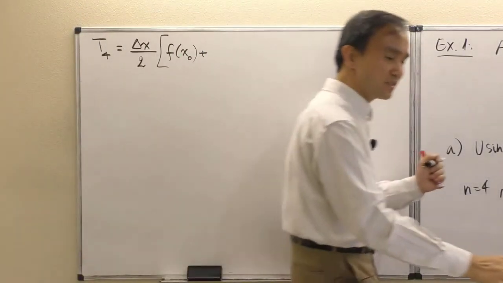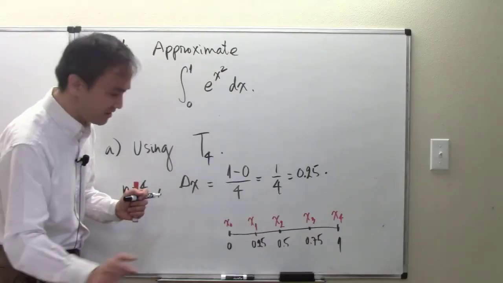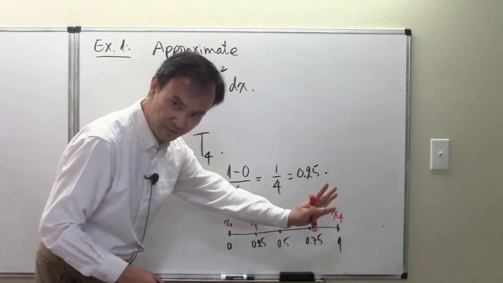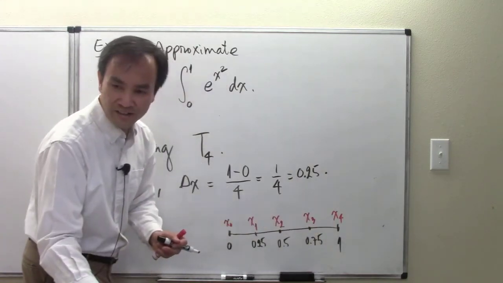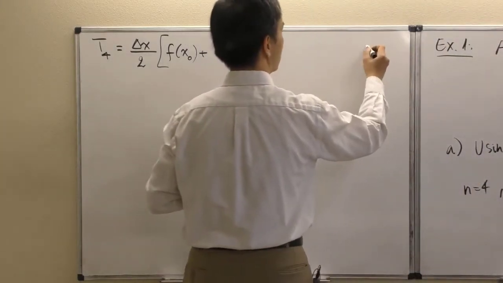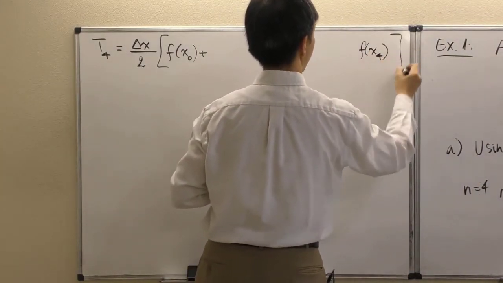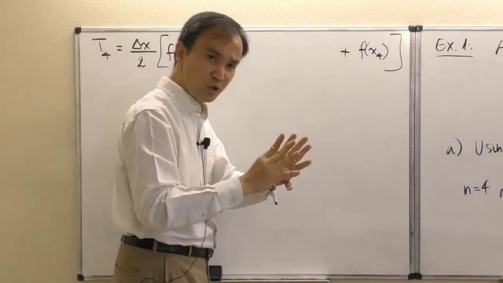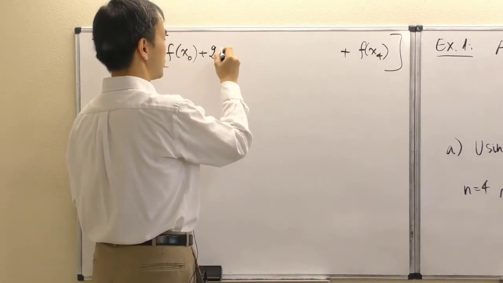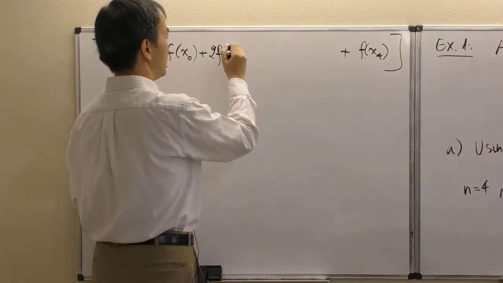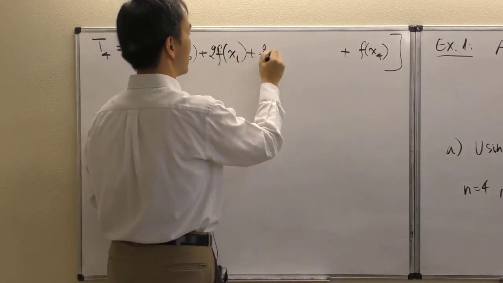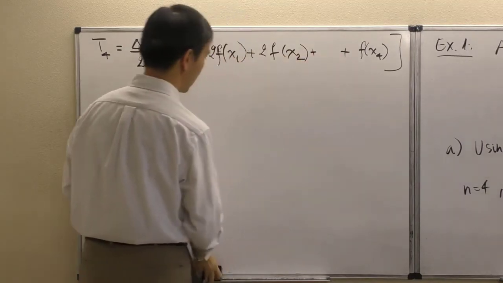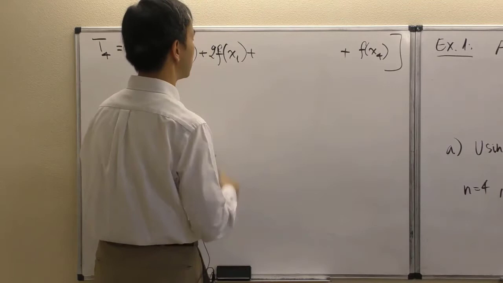That's why it's always a good idea to have the picture of the partition points, so that we know which one is our last one. Our last one here is x4, but that has to be coefficient 1. So f of x4 is the last one in our brackets with coefficient 1, and any other ones in between, from x1 to x3, we have to go with coefficient 2. So what I mean is it's 2 times f of x1 plus 2 times f of x2, and plus, I realize I need a little more space, so I'm going to write these a little smaller.